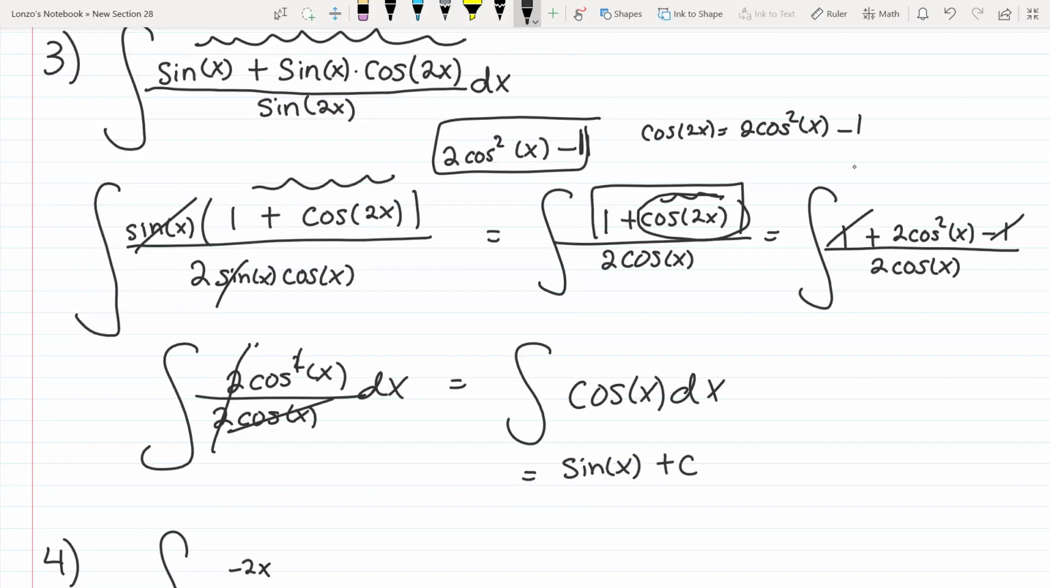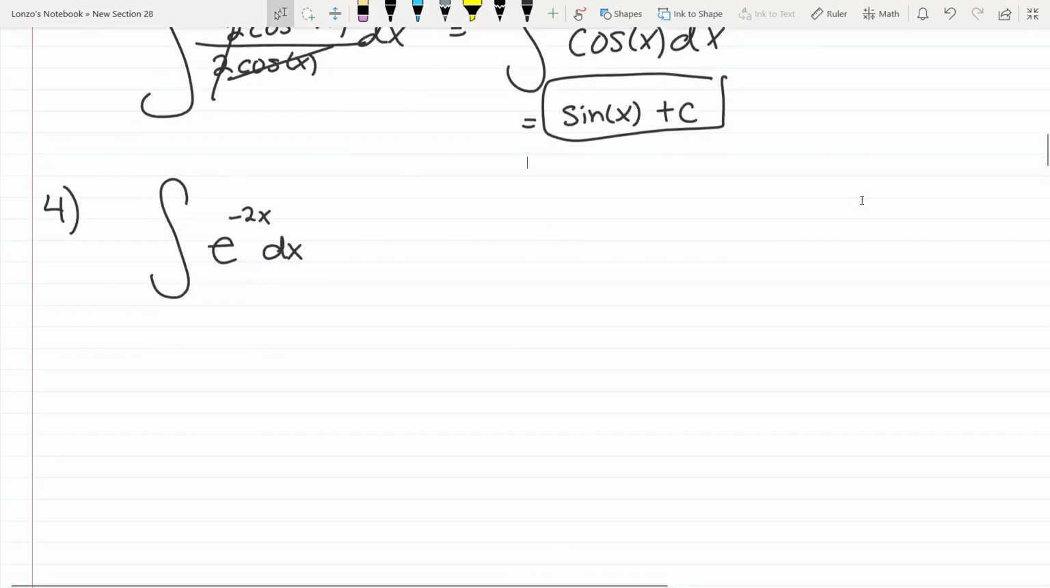Let's see. So that's the answer. Okay, number 4, the integration of e to the negative 2x. So this one, I would use u-substitution. There's no other way I can think of. And the u-substitution I'm going to use is negative 2x. So then with u-substitution, you take your du. So du is the derivative of negative 2x, which is just negative 2, and then don't forget you have a dx.